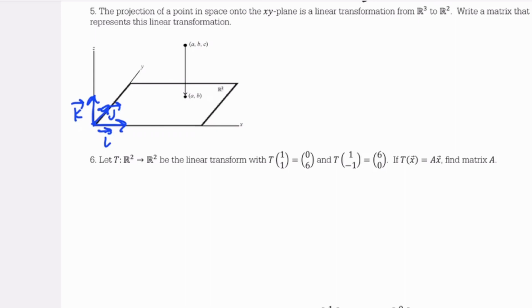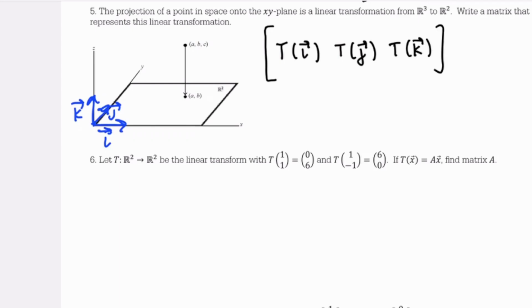All right. Now, the matrix that represents the linear transformation is going to be whatever happens when I do the transform to I is going to be the first column. The second column will be what happens when I do the transform to J, and the third column is what happens when I do the transform to K.